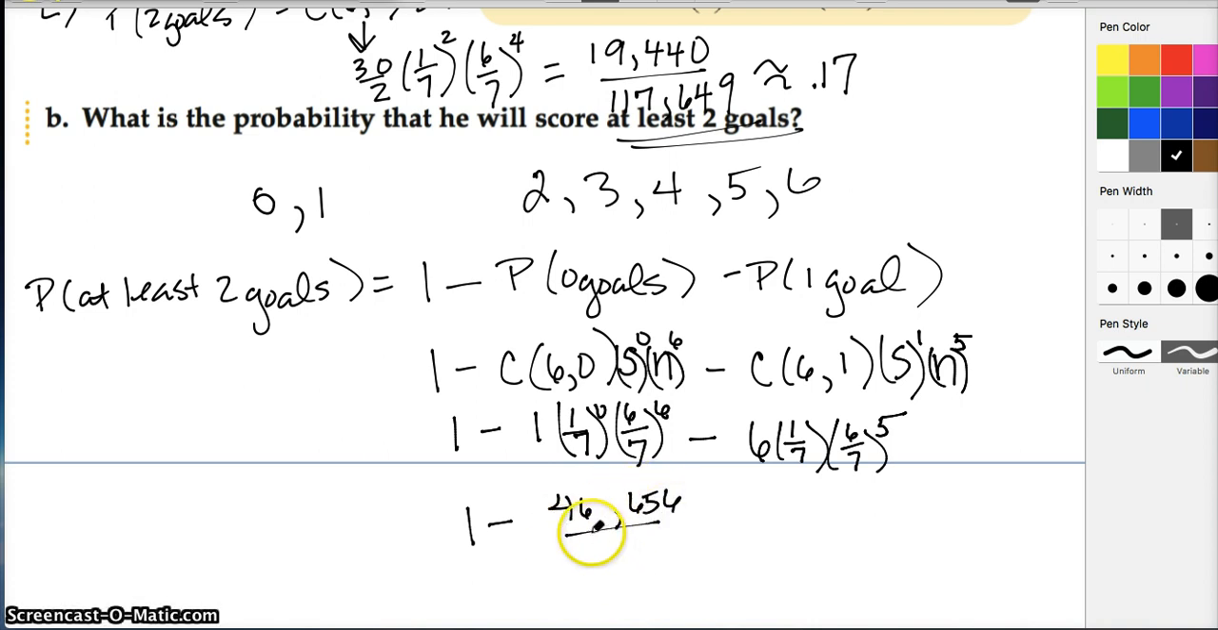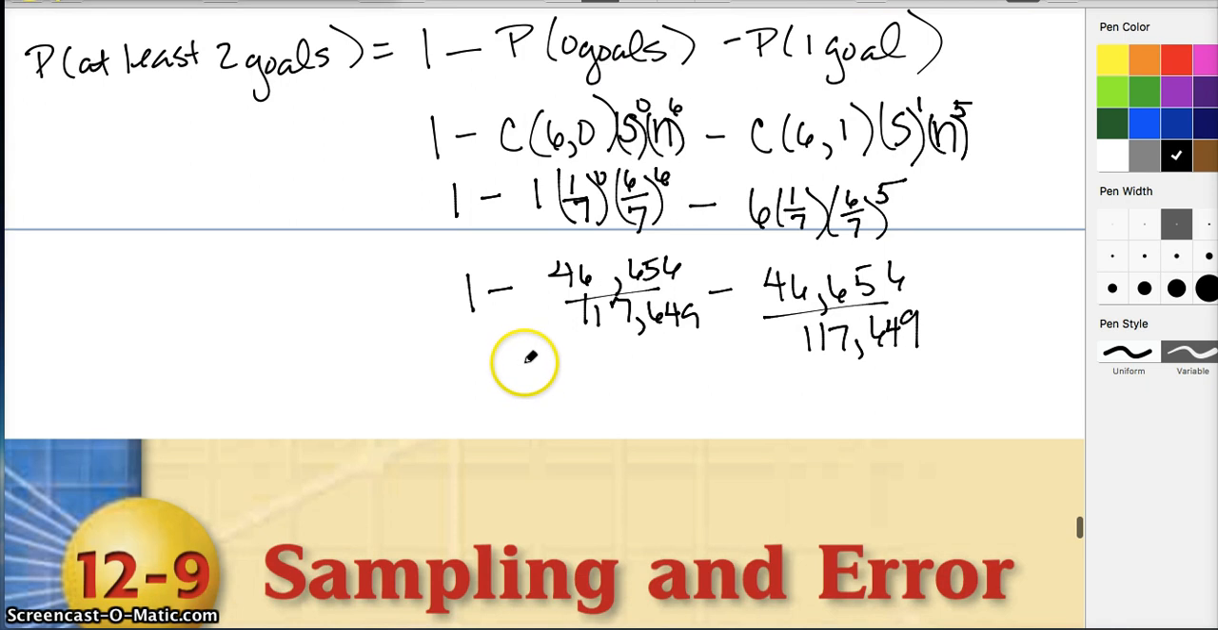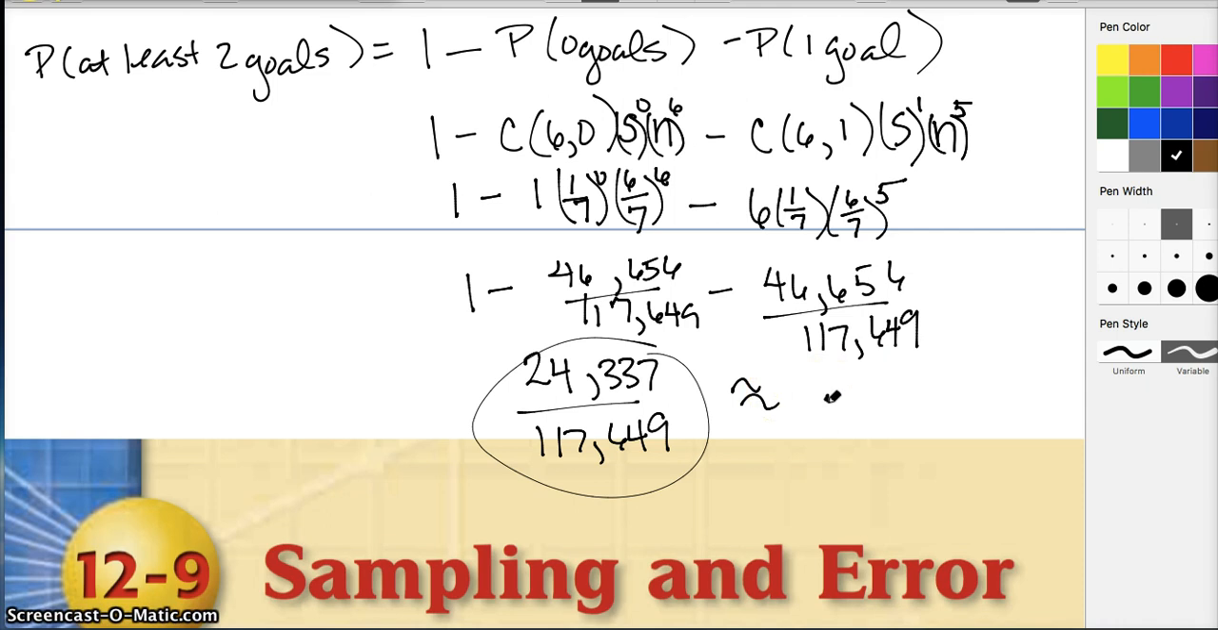So we'll calculate that, and we end up with this first one, 46,656 different ways for that to occur out of 117,649, and then we're going to subtract from that also 46,656, again, the same probability, over 117,649. And once we do that subtraction, we get 24,337 out of 117,649. And that's going to be approximately 0.21.